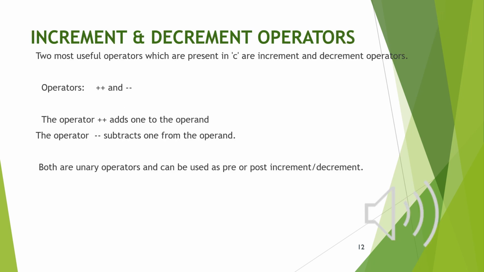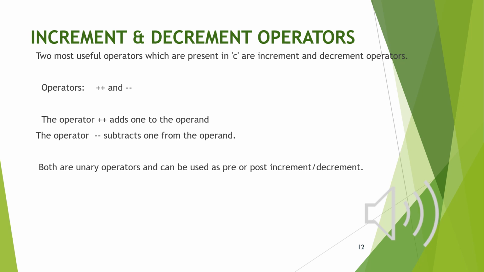So next one is the increment and decrement operators. Two most useful operators which are present in C are increment and decrement operators. So this is the representation of both increment and decrement operators. Okay. For increment we use plus plus. Okay. For decrement we use minus minus.